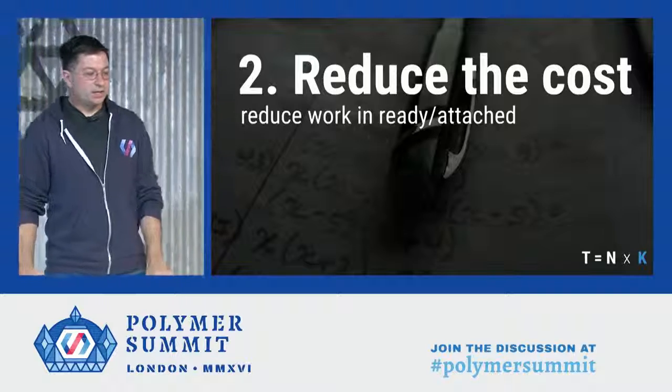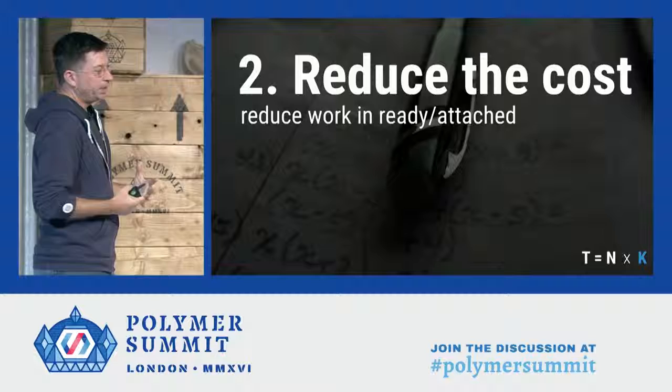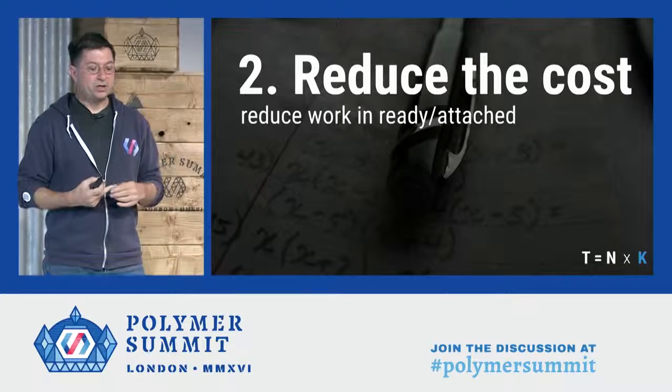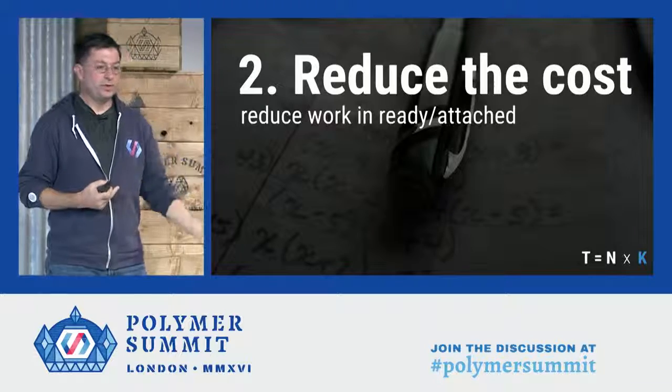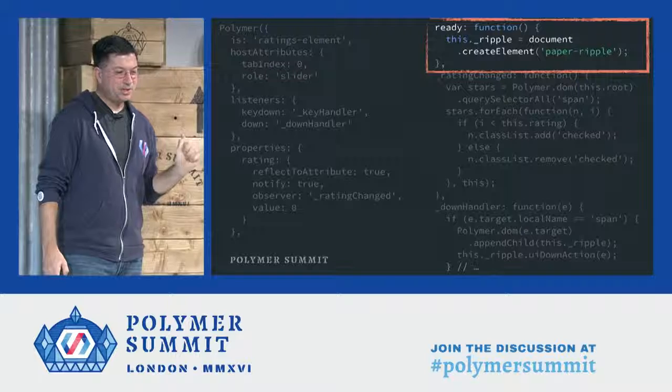OK, so the next technique we can look at is reducing the work that we're doing in ready and attached. Specifically, this is important because these lifecycle methods are called before our initial render of the element. So remember this paper ripple that we created?